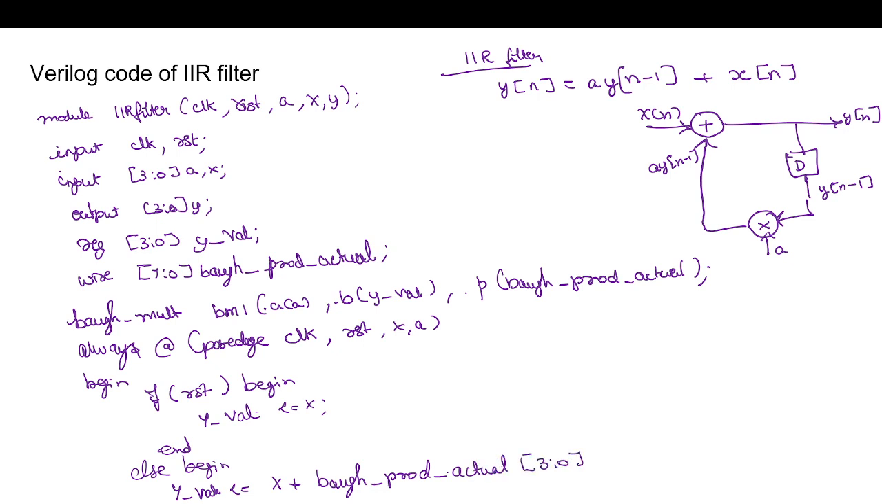Then one end for else, another end for always block. Then we can assign this Y value to Y. And this will be the IIR filter. So D flip flop implementation, D flip flop with add, and this is a multiplier instantiation.